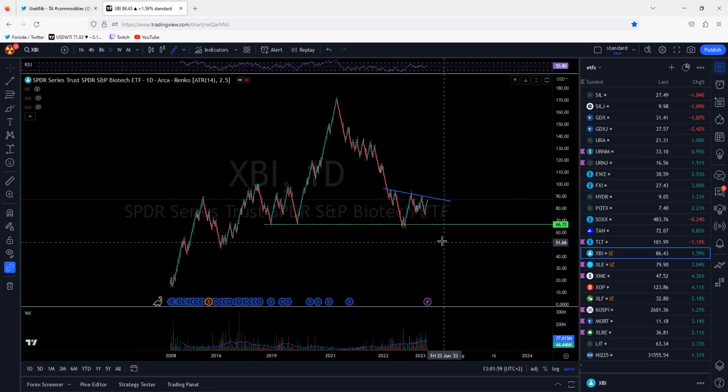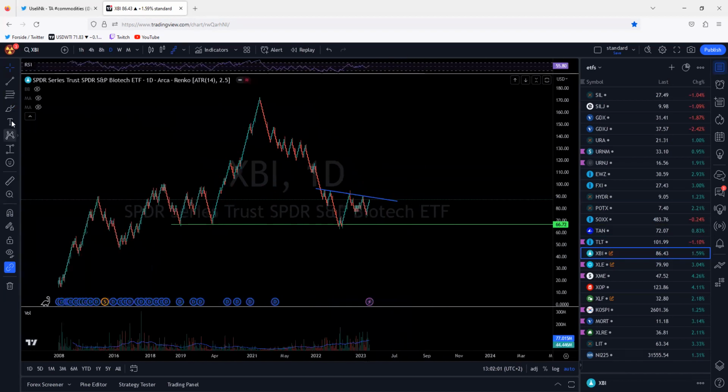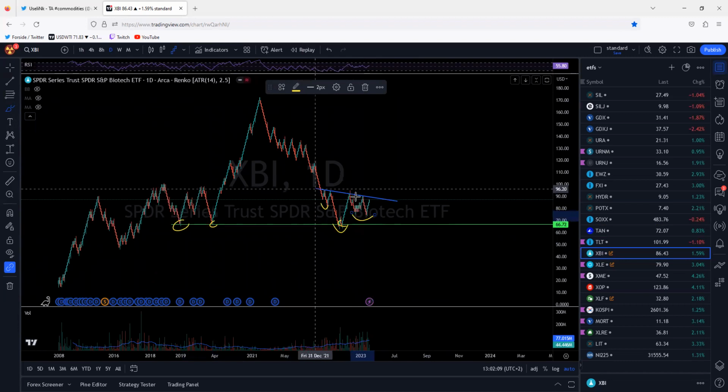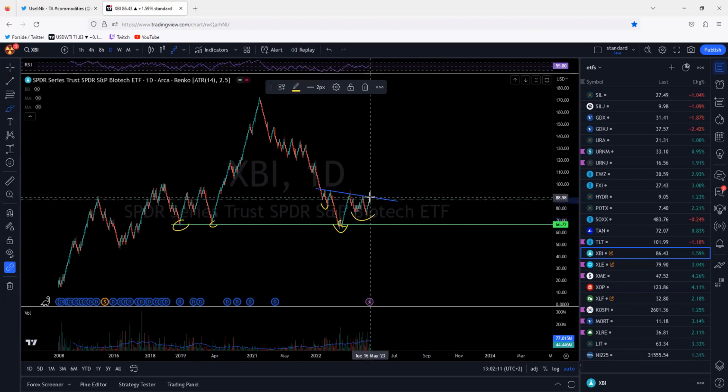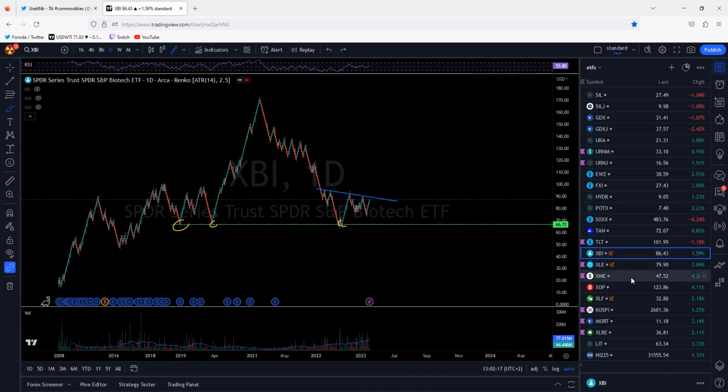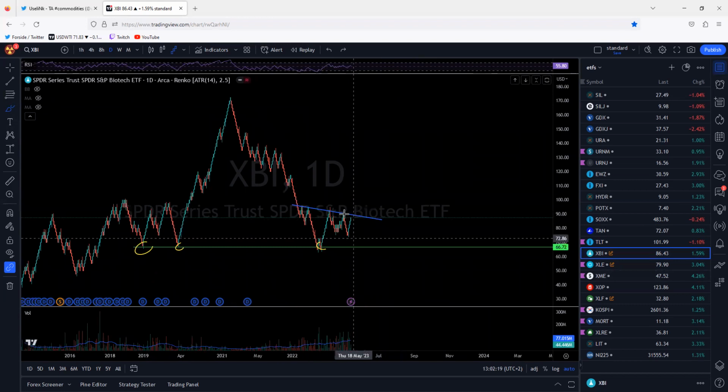XBI, I added it in here because the setup is actually pretty good. We have the long-term support here at around 66 roughly, and now we have, in my view, an inverted head and shoulders here with the neckline, the blue neckline, and once we pop above 90, then you have a long signal using Renko bars. So great setup here. You just have to be patient, I guess.